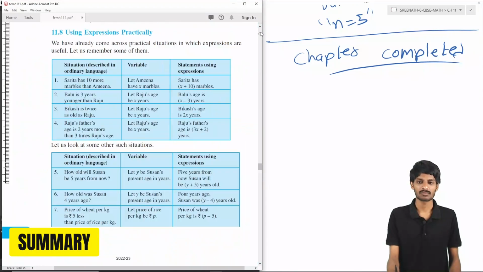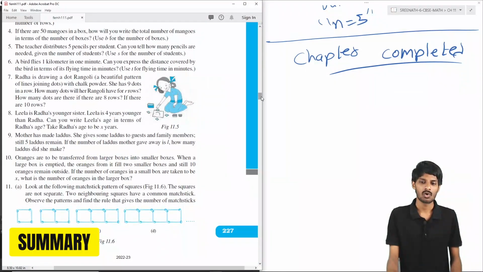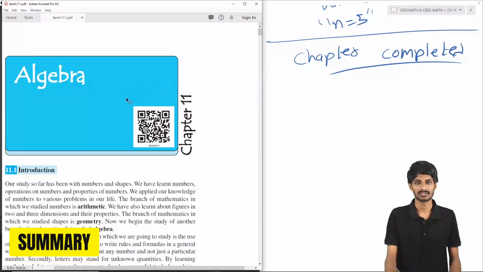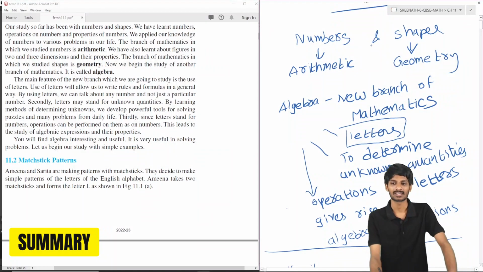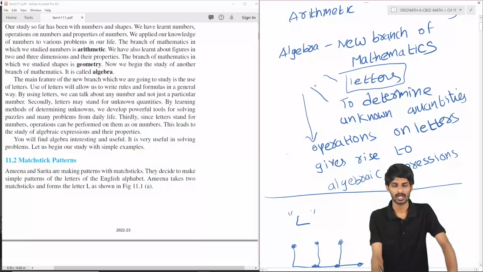Without wasting time, students, we are going to see the summary of the whole chapter. Algebra, students. What is meant by algebra? Numbers and arithmetic, shapes and geometry. Algebra is a new branch of mathematics.